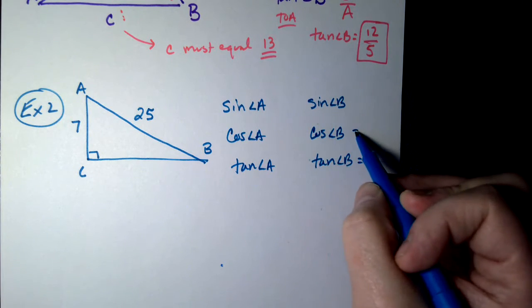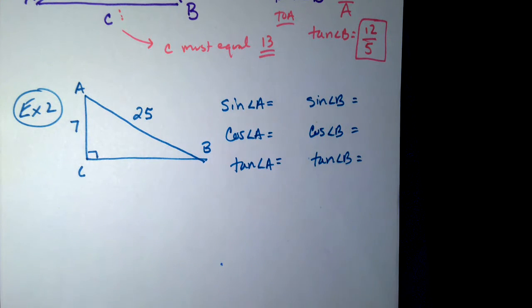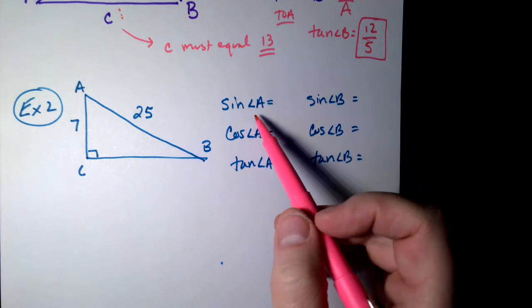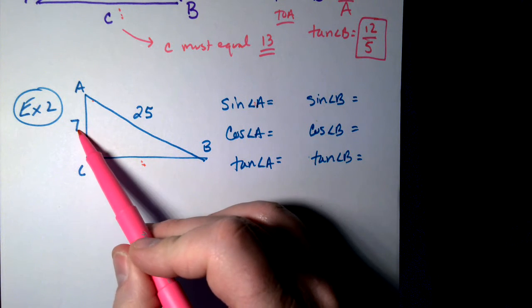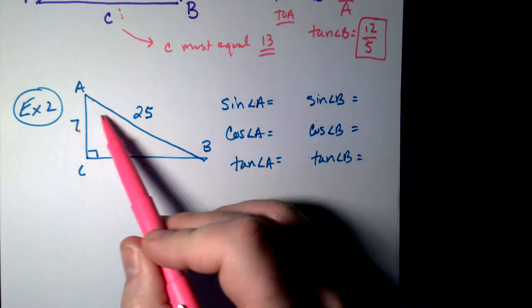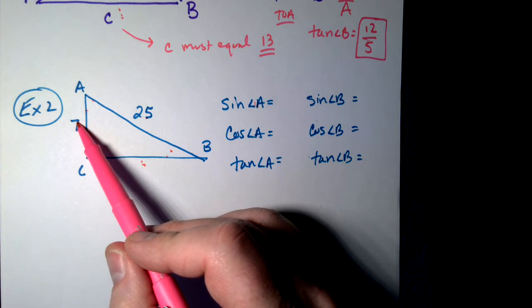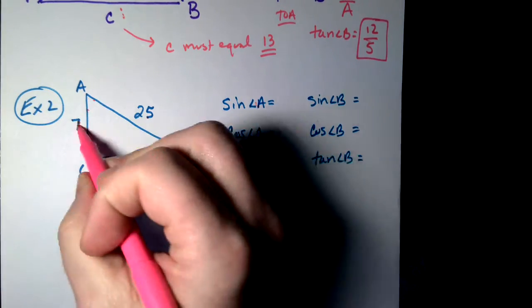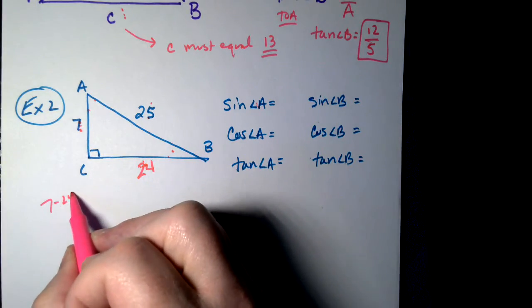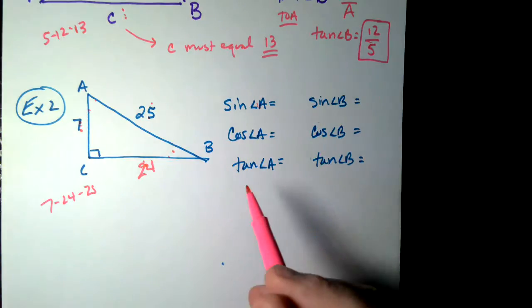Some of your early homework problems will do this. They'll ask one angle, then they'll ask the other angle. You just got to keep track of which part is which. It all depends on which angle they are talking about. If we're talking about angle A, then this is opposite and 7 is adjacent. 25 is the hypotenuse no matter which angle you're talking about. If I'm talking about angle B, then 7 is opposite and this bottom missing side, which is 24, by the way. 7, 24, 25, common right triangle. All right, up here was the 5, 12, 13 combination. That's why we didn't have to do the Pythagorean theorem.